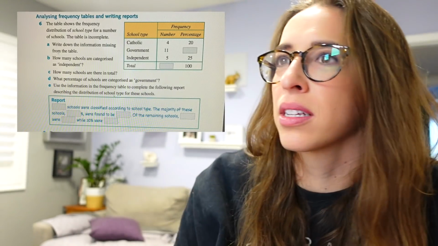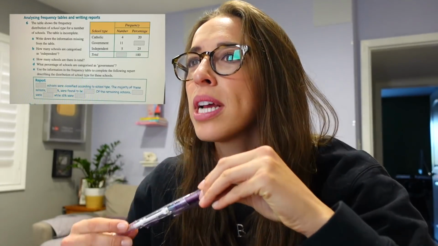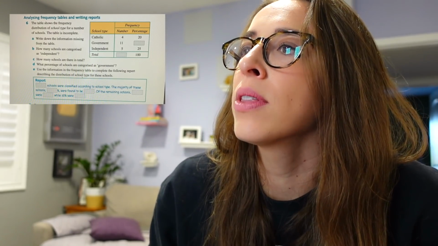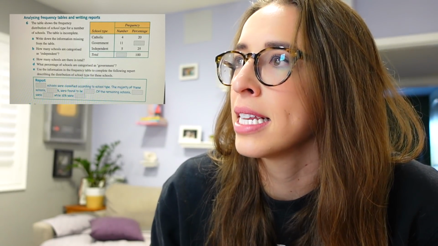Oh God, is this a word problem? The table shows the frequency. Oh, just like how often. We were doing vibrations of a school type for a number of schools. The table is incomplete. Write down the information missing from the table. How many schools are categorized as independent?